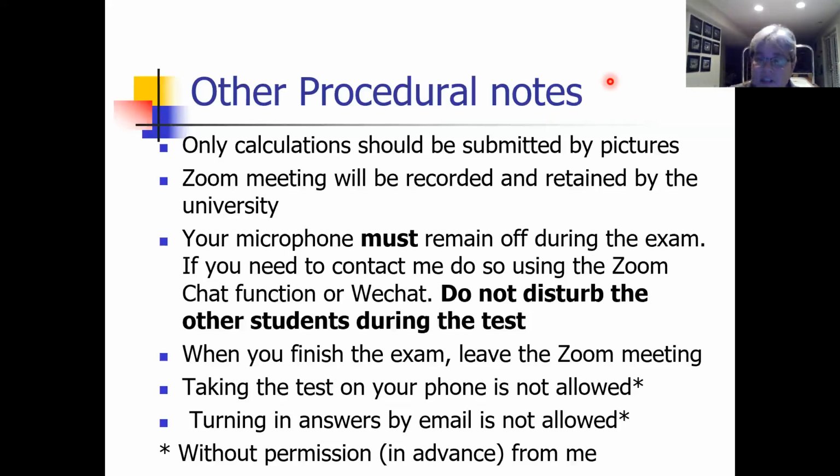You guys cannot just do what you want. If there's a real reason why you cannot take the exam using these rules, you need to get a hold of me in advance. Not send me a message 2 minutes before the test and say, my computer's broken. Okay, and again, if you don't follow these rules, the university may not count your test.